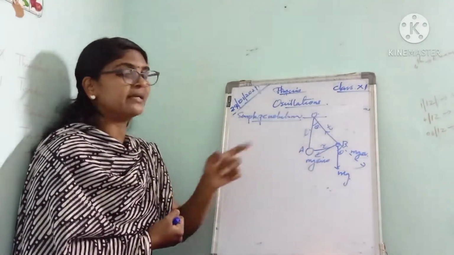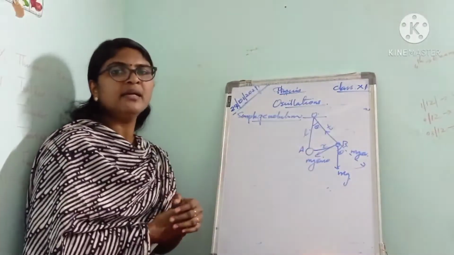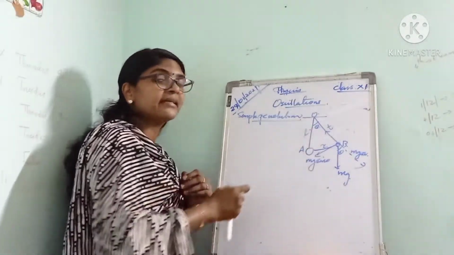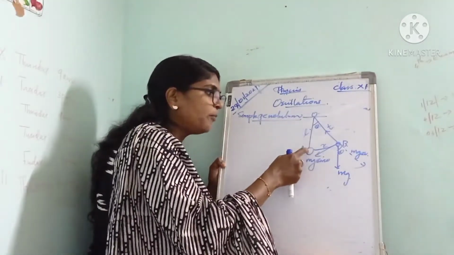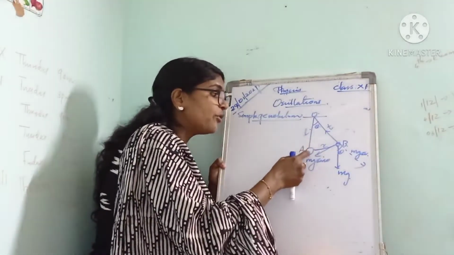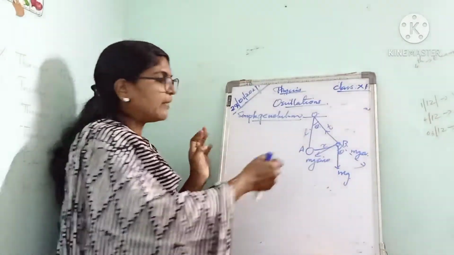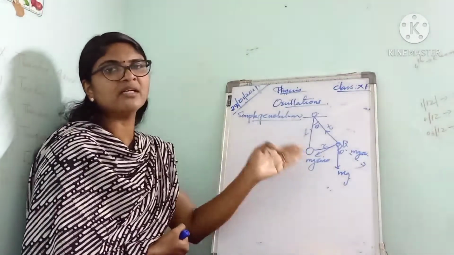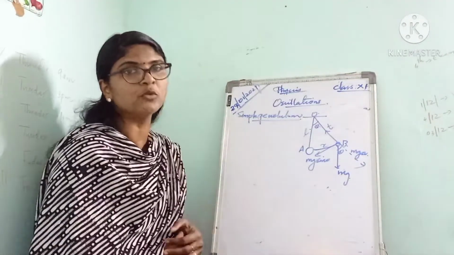Actually, a simple pendulum consists of a metallic bob attached to the end of a light and inextensible string. When the bob is displaced to one end and released, it executes what? Oscillation. Actually, it executes simple harmonic motion. That thing we have to prove.